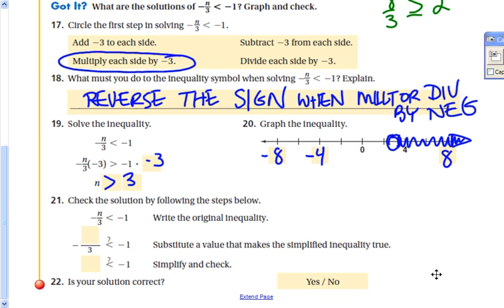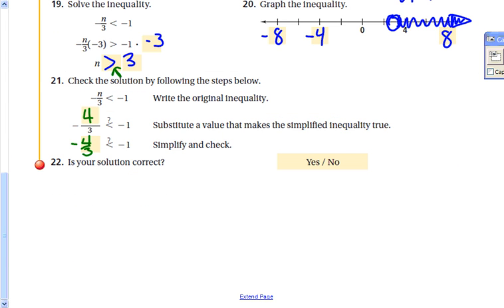When checking my solution on this one, I noticed I made an error. I changed the symbol here, but I wrote the original symbol right there. So the solution is all numbers greater than 3. So I want to check a number greater than 3, like 4. And so I end up with negative 4/3. And is that less than negative 1? Yeah, negative 4/3, which is negative 1 1/3, is less than negative 1. So my solution is correct. Now it's a good thing I checked it.